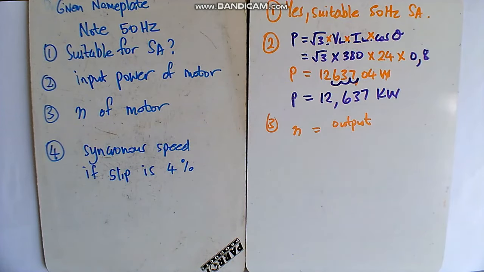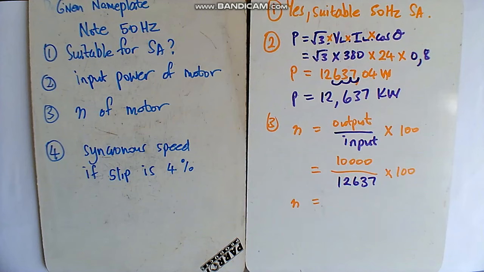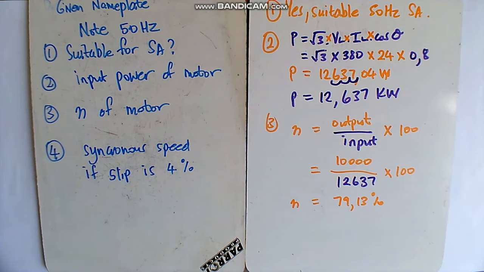Now, to get the output power, we need to look at the nameplate. Notice that it said kilowatts and it said 10. That will be 10,000. Right, so 10 kilowatts is 10,000. Substitute and finish off. Right, and the efficiency is equal to. Right, the next question there, we need to find the synchronous speed, if the slip is 4%. Try that one out quickly, pause the video.